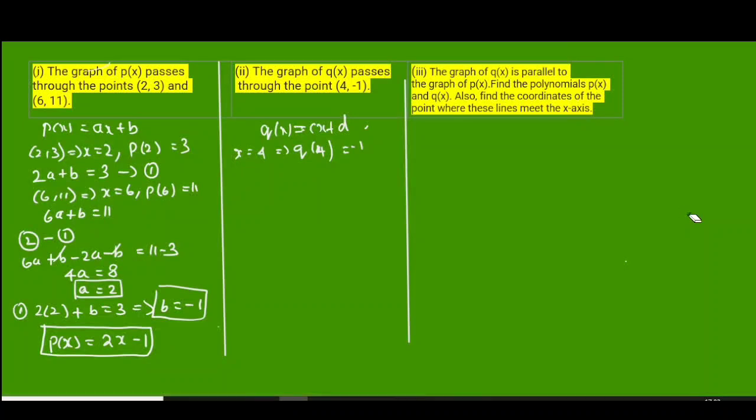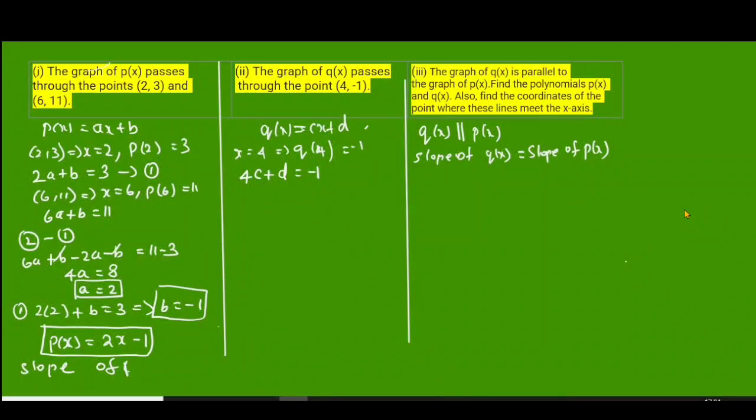Q of x is cx plus d. So 4c plus d is equal to minus 1. Let it be. And what is given here? The graph Q of x is parallel to P of x. With this clue, we can conclude that the slope of the line Q of x equals the slope of P of x. What is the slope of P of x? The slope of P of x is 2.